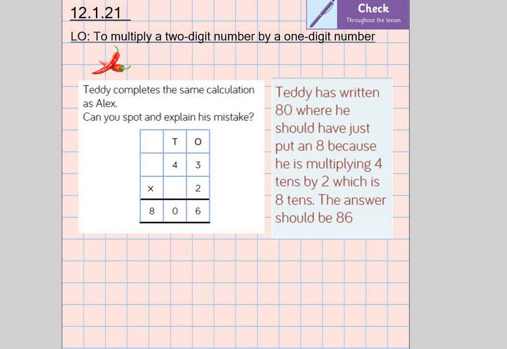What did Teddy do? It says Teddy has written 80 where he should have put an 8 because he's multiplying 4 tens by 2, which is 8 tens. The answer should be 86. How did you do? Well done. He also didn't use our method that we were using either, did he? That might have helped him with his place value and how he set it out.